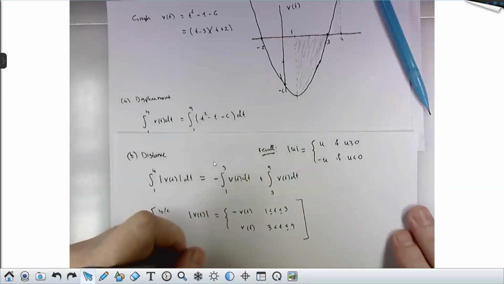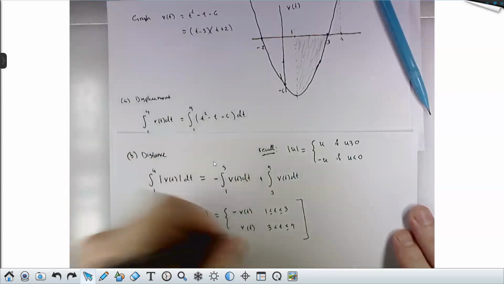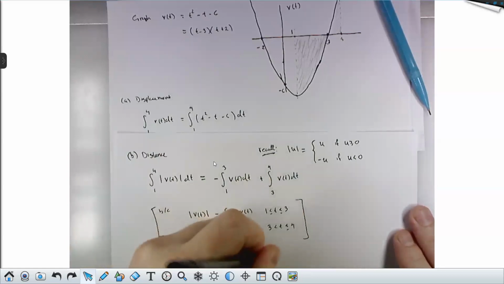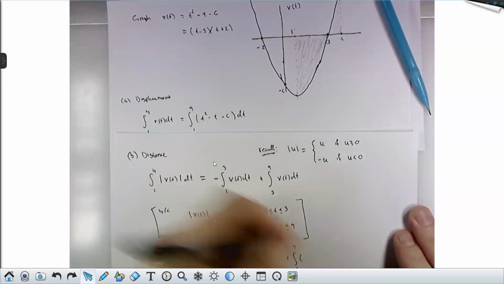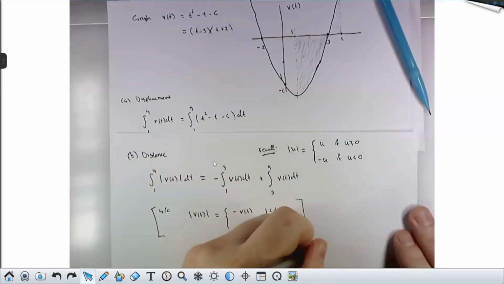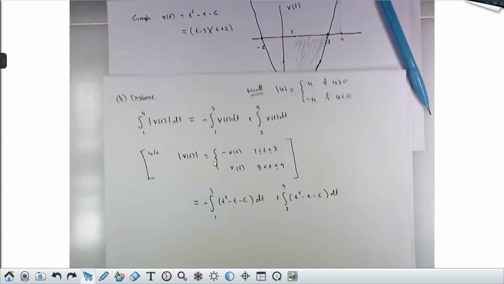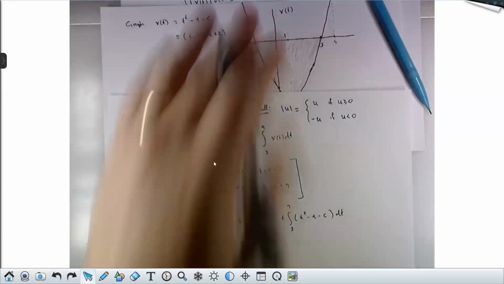All right. We'll continue down here. This is negative integral 1 to 3 of v of t, which is t squared minus t minus 6 dt, plus integral 3 to 4 of v of t, which is still t squared minus t minus 6. Is everybody on board with the setup? Are there questions about the setup?